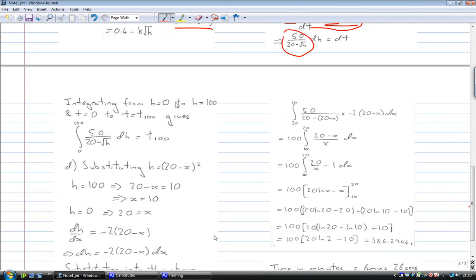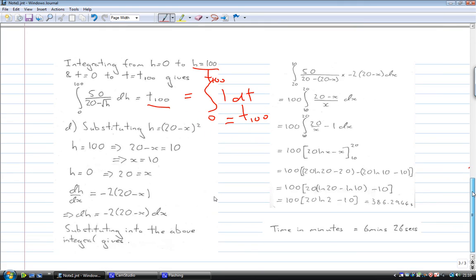So we can integrate from 0 to 100, and t equals 0 to t is equal to 100, right? So here, when we integrated up, we got this integral from 0 to t100. T100 just means the time at which h is equal to 100, of 1 delta t. Now you can see that's going to come to t, and that's going to equal that, so that's why that t100 is there like that. Let's have a look at the next part then.